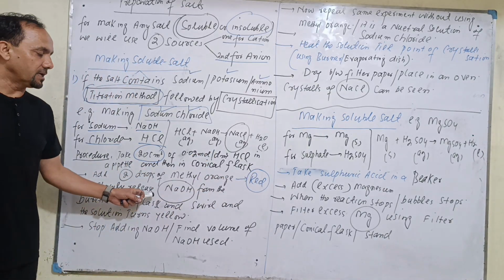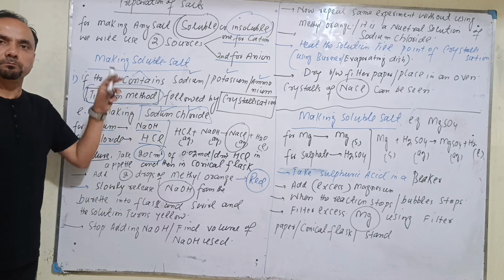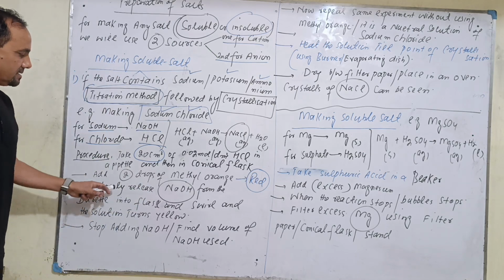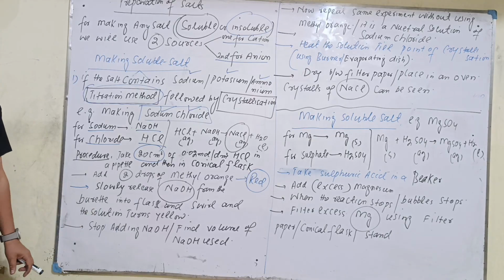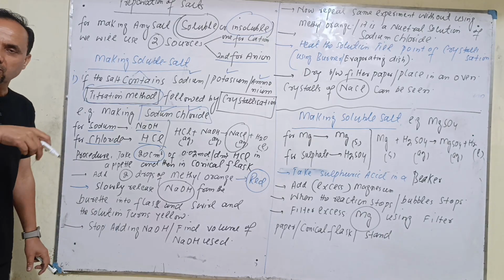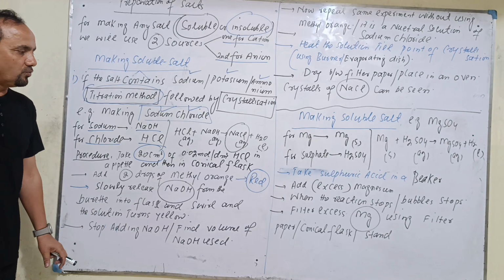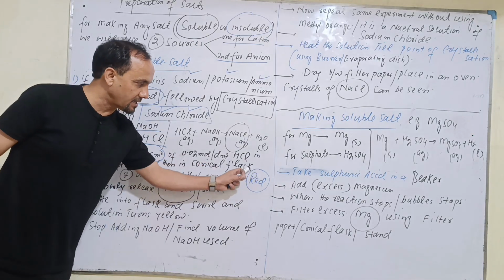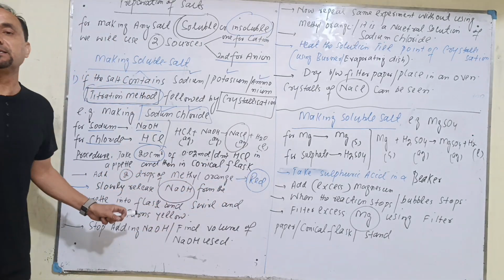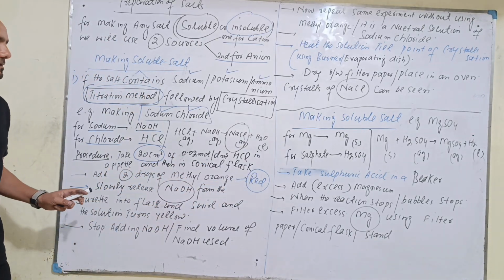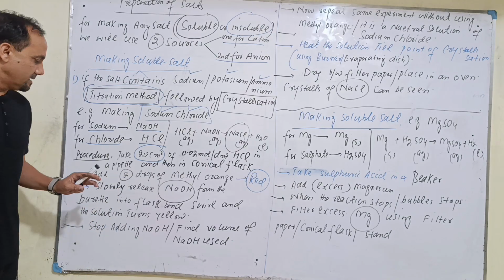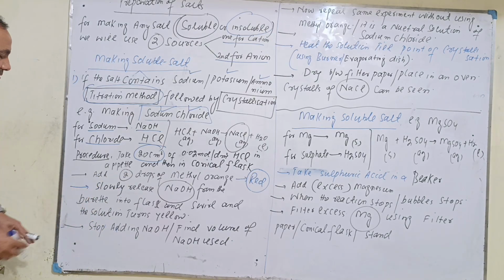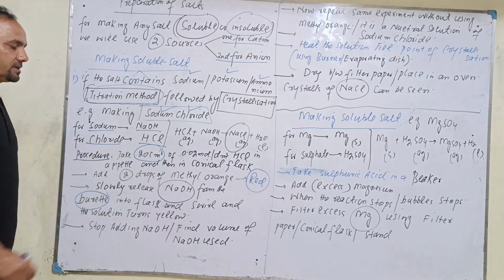Now you will use another apparatus called a burette. You have seen that. Slowly release sodium hydroxide from the burette drop by drop and swirl the conical flask. In the beginning the color was red, then it turns yellow, and at the end it will turn lighter yellow. Stop adding sodium hydroxide from the burette.